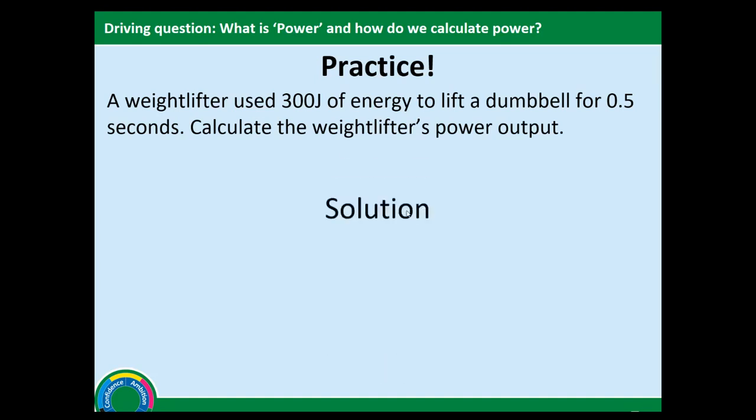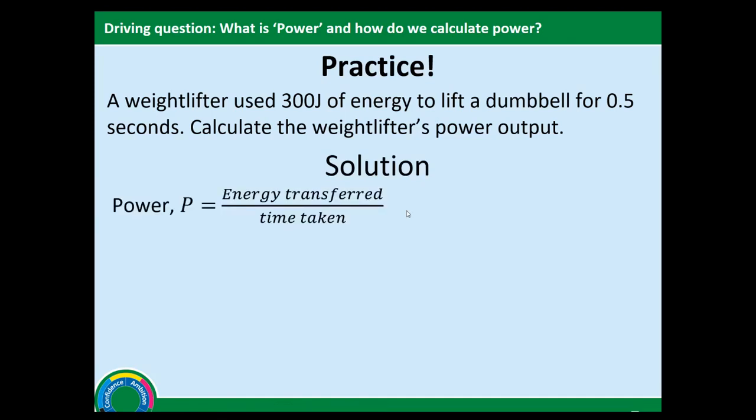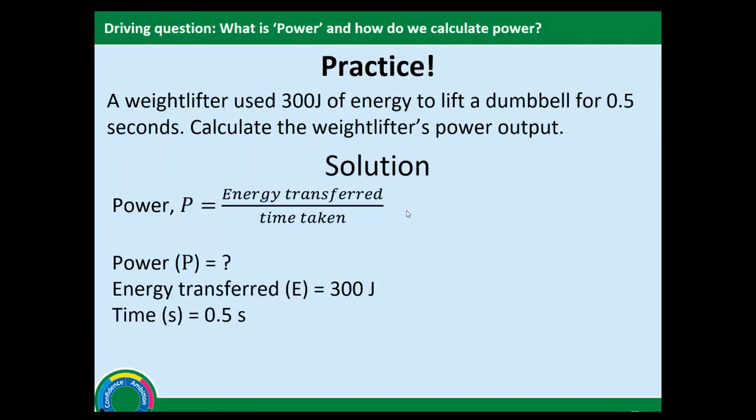Okay, let's go through the question together. Write down a formula first of all. We look at the quantities given. We're given the energy transferred, 300 joules. We're given the time, 0.5 seconds. We simply substitute those two numbers into our equation, and the answer is 600 watts. That is the power the weightlifter has.